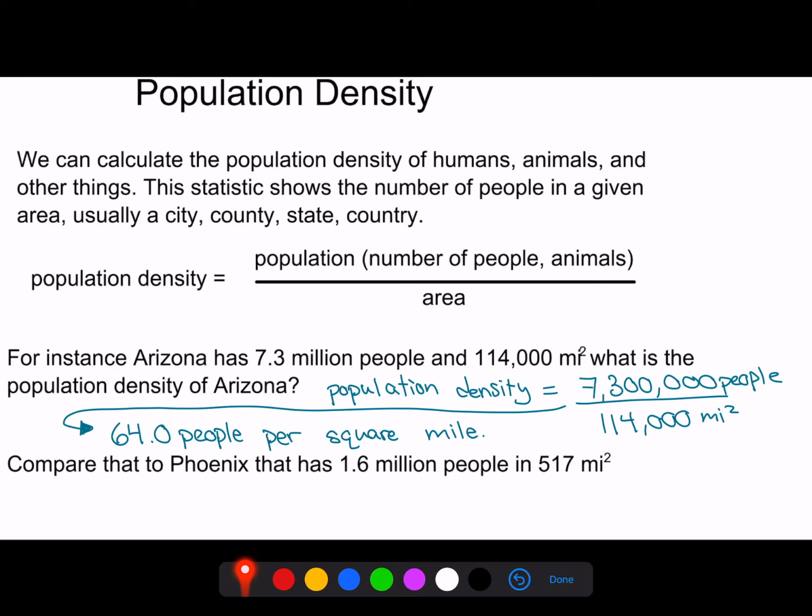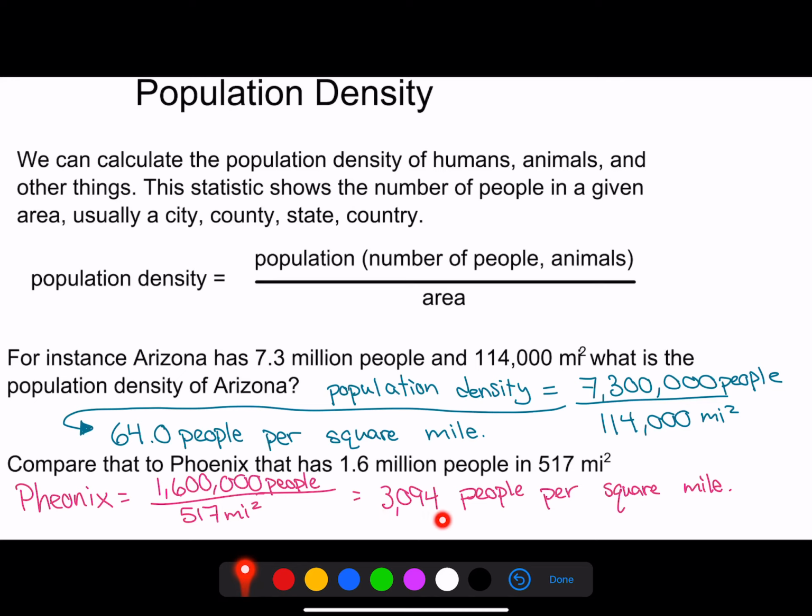So let's go ahead and compare that to Phoenix's population, which is 1.6 million people in 517 square miles. So again, same type of thing. Our population density is equal to 1.6 million, so 1,600,000, divided by 517. And of course, I want to put my units here. When we do this on the calculator, we end up with 3,094 people per square mile just in Phoenix. So that's a lot of people in that small amount of area. So in Phoenix, 3,094 people. In Arizona in general, 64 people.